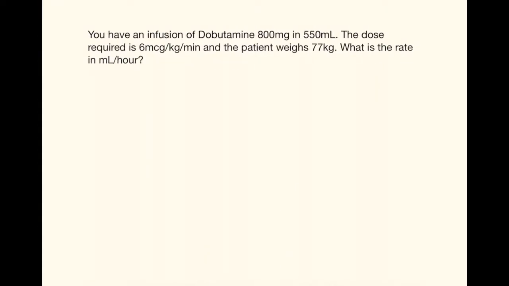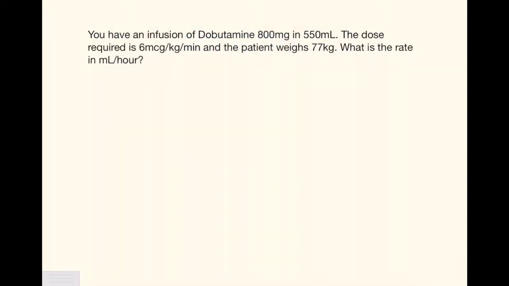Okay, so here's my example problem taken out of a nursing book. And it says, if you have an infusion is a mixture of dobutamine, don't worry about what that word means, it's a drug. If you have an infusion of dobutamine, 800 milligrams in 550 milliliters, the dose required is 6 mcg. mcg stands for micrograms. 6 micrograms per kilogram per minute, and the patient weighs 77 kilograms. What is the rate in milliliters per hour?